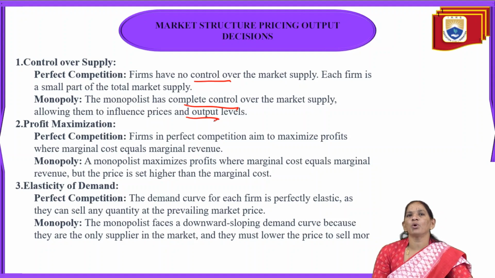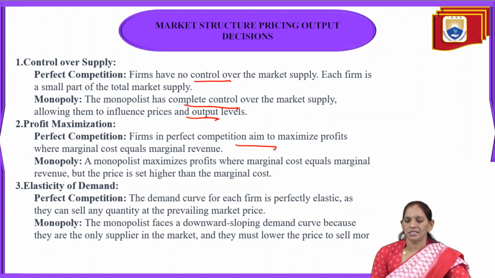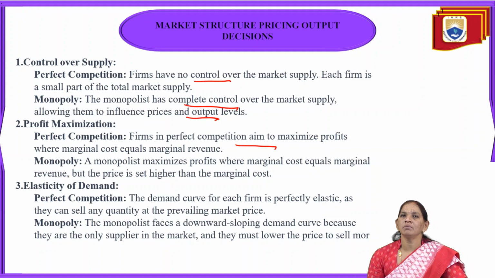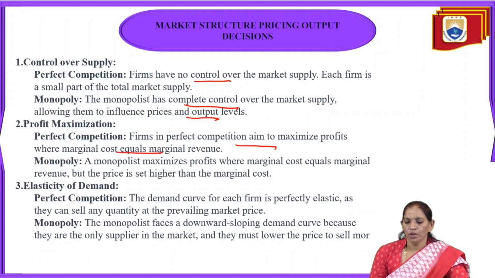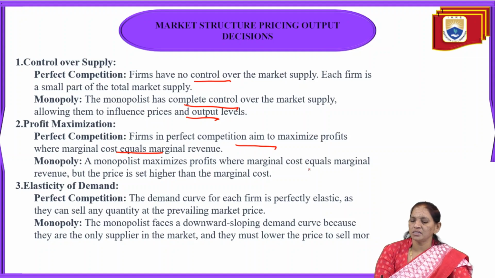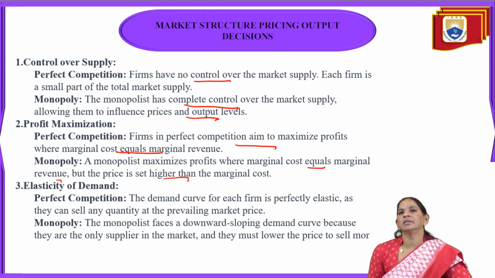Next comes profit maximization. In perfect competition, the competitor aims to maximize profit where marginal cost is equal to marginal revenue. In a monopoly, he also maximizes profit where marginal cost equals marginal revenue, but a higher price is set than the marginal cost.